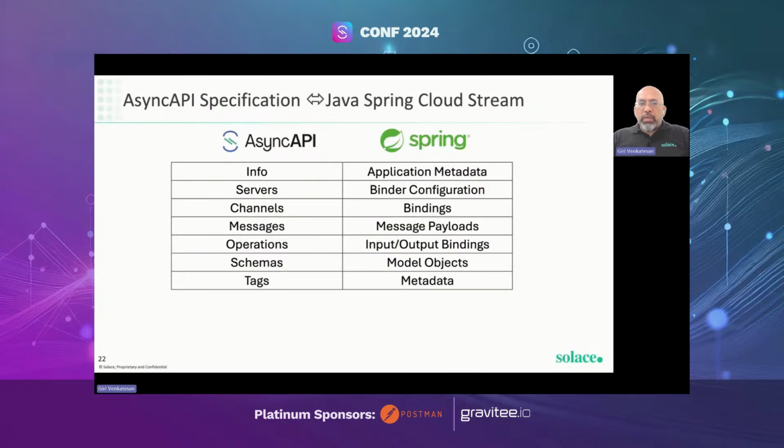Now, let's take the AsyncAPI specification elements and see how they map to Java Spring Cloud Stream configuration elements. The servers map to binder configuration, channels to binding, messages to message payloads, operations to input-output binding. There we go, right? AsyncAPI, with its structured approach to defining event-driven APIs, aligns perfectly with Spring Cloud Stream's configuration for binding application logic to messaging system. This correspondence helps streamline the development and configuration of the runtime event-driven microservices.